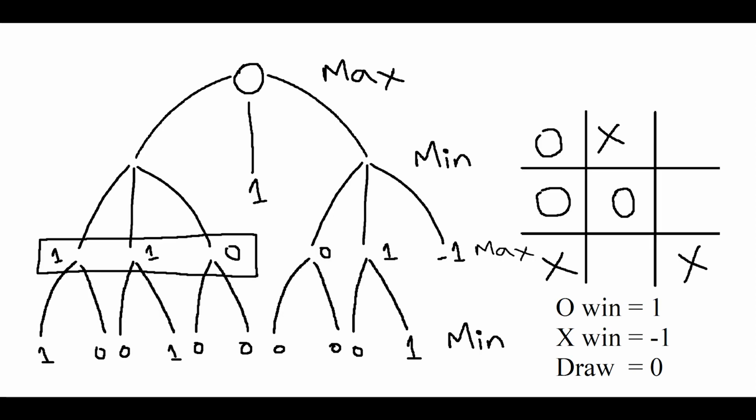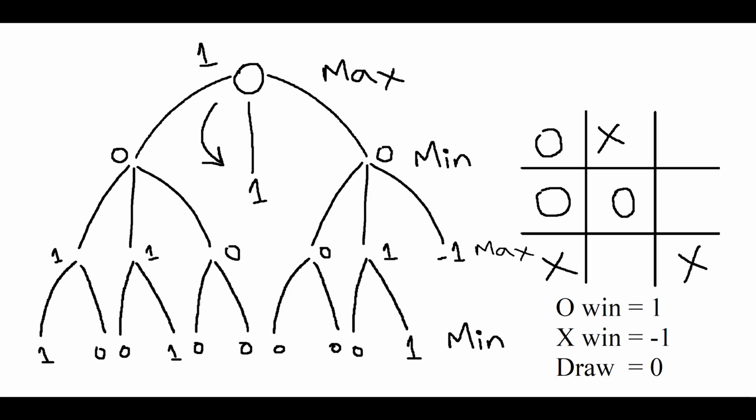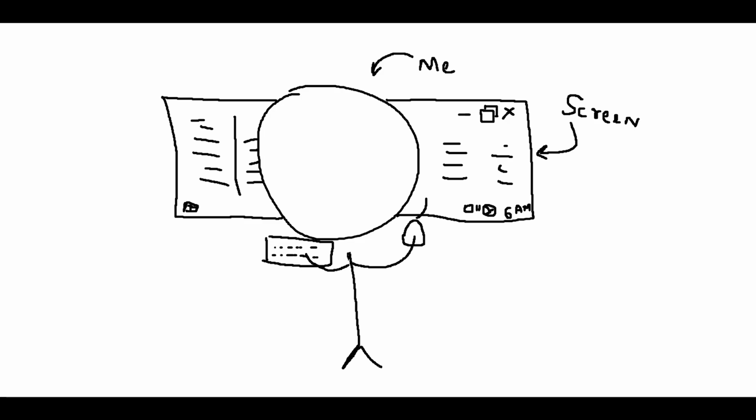Then min is going to choose the smallest between 1, 1 and 0, which is 0. And similarly, then max is going to choose the largest between 0, 1, 0, which is 1. And we know that that is the move that results in the AI winning. So that's the best move. Alright, enough talking, let's get to coding.